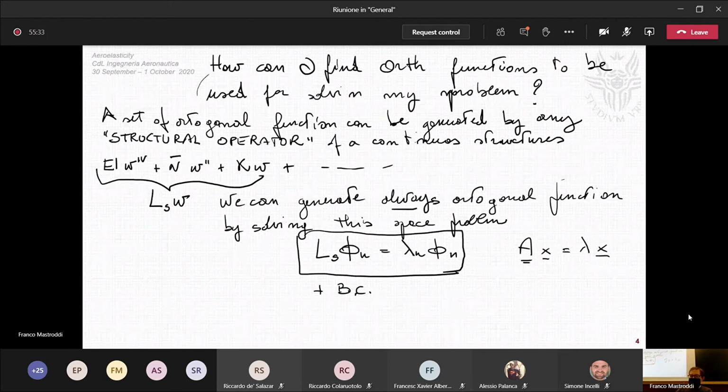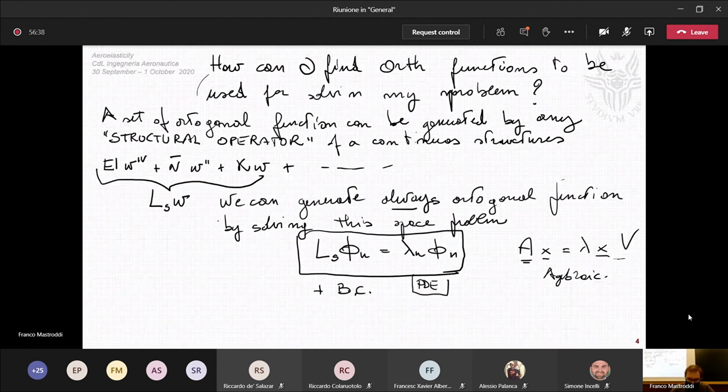Okay? What about the difference between this problem and this other problem? This problem here is algebraic and is an eigenvalue problem. And at the end of this problem, you are able to evaluate the constant lambda and the vector x. This here is not an algebraic problem, but a PDE problem, only space problem. Only space now, please, only space. And this kind of problem is also known as an eigenproblem, for determining an eigenfunction phi and an eigenvalue lambda. So we don't have an eigenvector here, but we have an eigenfunction. So phi are eigenfunctions of the structural operator L_S.